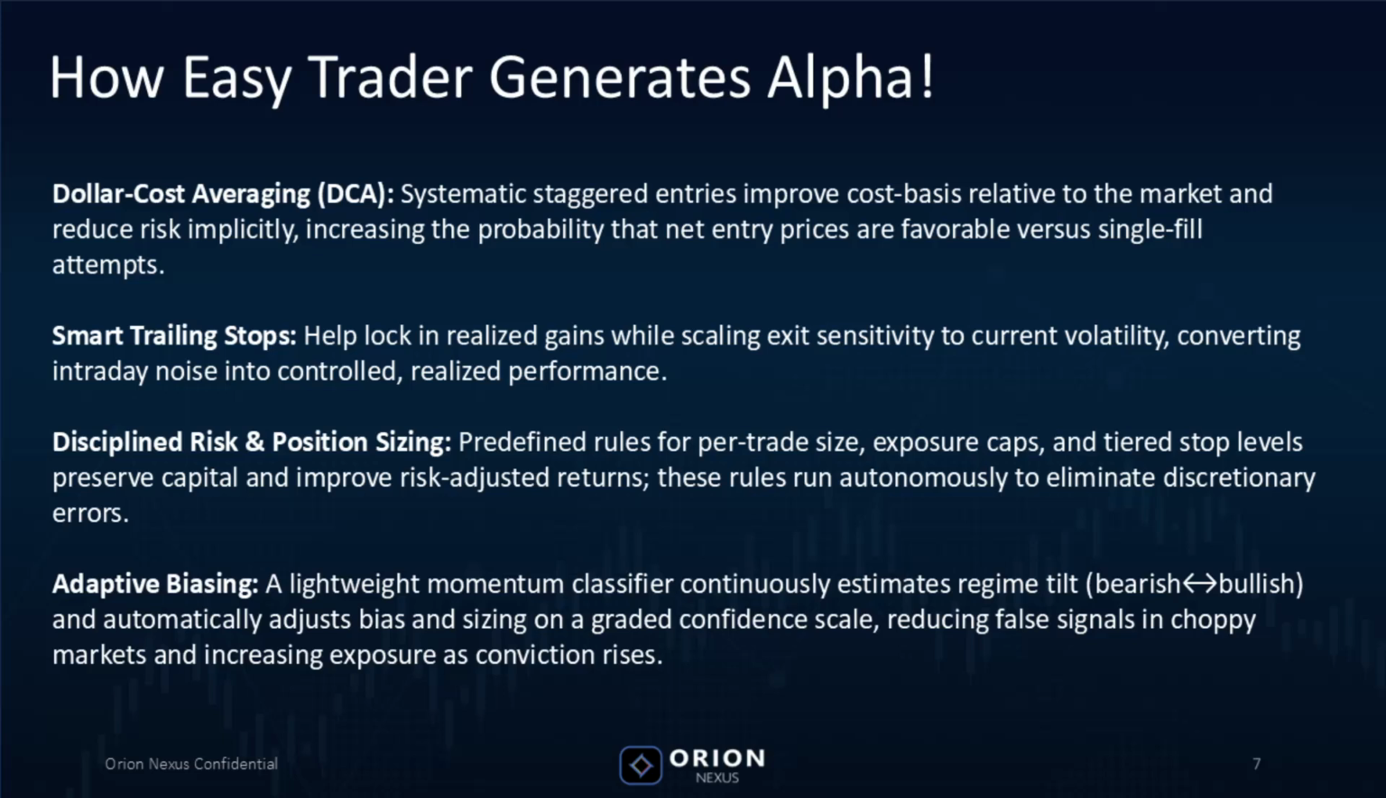And finally, adaptive biasing. A lightweight momentum classifier runs continuously. It estimates market tilt, bullish or bearish. The system adjusts bias and sizing based on confidence. Less exposure in choppy markets, more exposure as conviction builds. It helps reduce false signals.